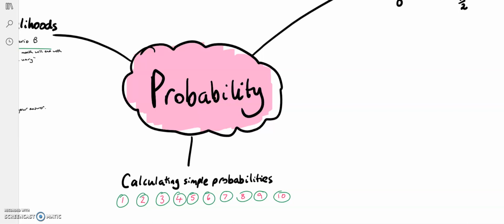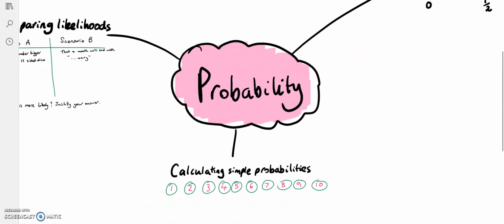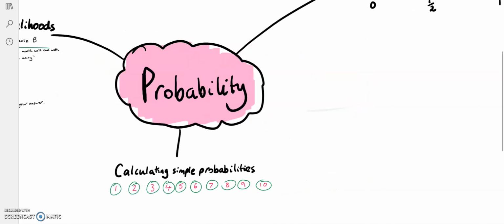Okay, we're going to have a look at probability, which is all about working out the likelihood of something happening. What's the chance it will rain tomorrow? What's the chance of winning the lottery? What's the chance of winning a game of cards? Okay, so we're going to have a look at three things: the probability scale, calculating simple probabilities, and comparing likelihoods.